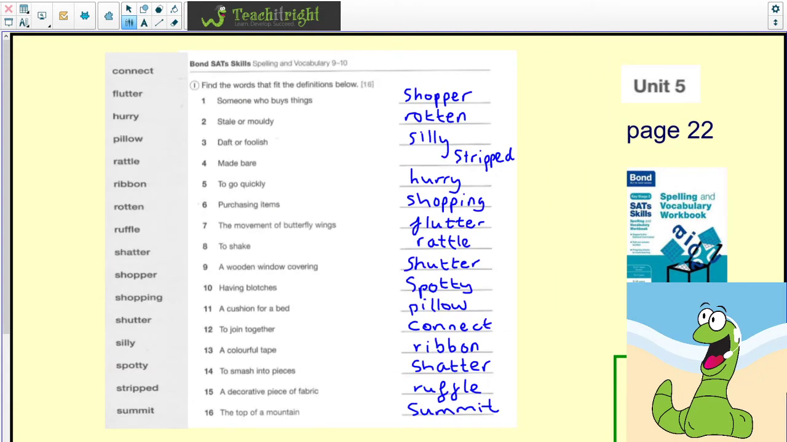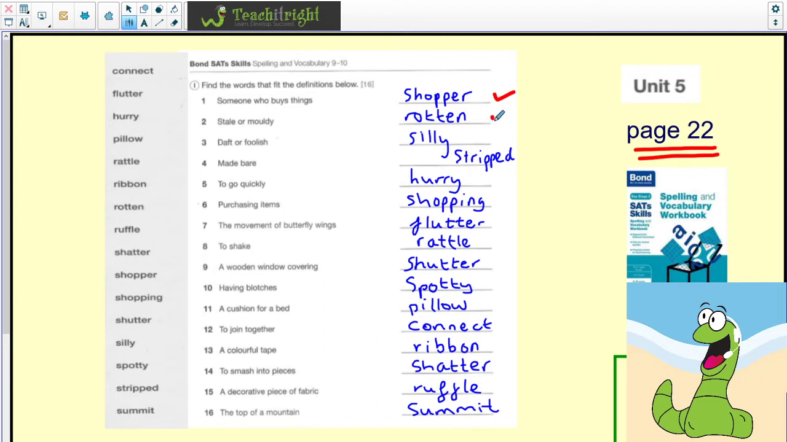Now let's have a look at the next part of section 5, and this is on page 22. And again, we've got some clues and we've got some words down the side, and then what we've got to do is find the words that fit the definitions below. So someone who buys something or buys things is called a shopper.